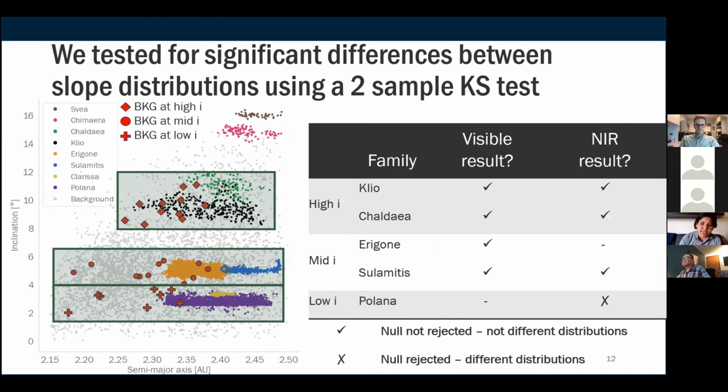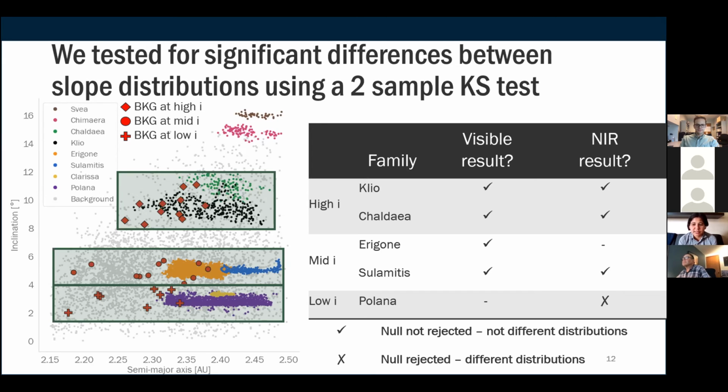So to quantify how similar the background of the families are, we used another two-sample KS test to compare the slope distributions of the families and the background near the families, the same three groups. In this test, if the null is rejected, then both samples originated in different distributions. But if the null hypothesis is not rejected, then there is no evidence of different distributions. So we compared with both our visible background spectra and with our near-infrared background spectra.